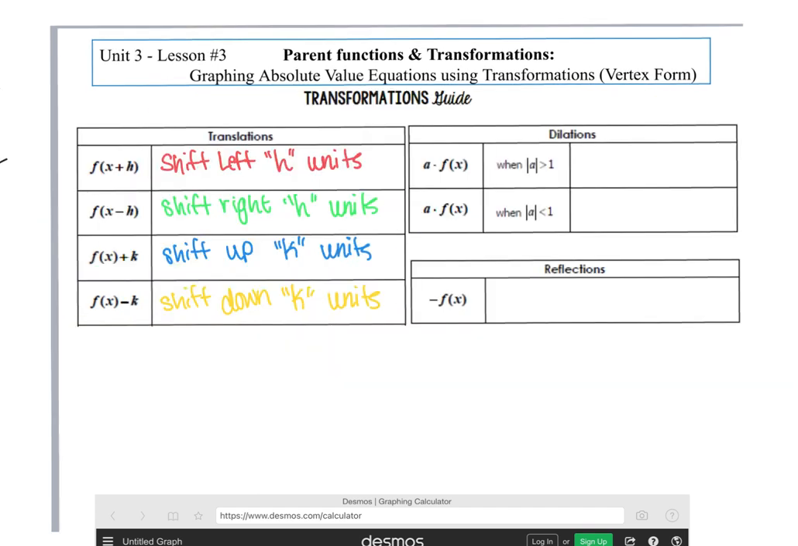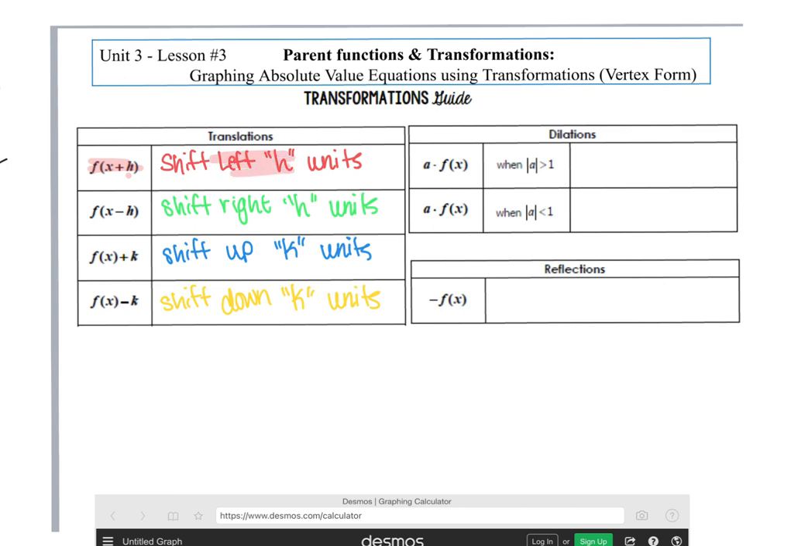So on this next part of our notes, we have our transformations guide. So a little shortcut. What we have starting at the top, it says f of x plus h, meaning that whatever is inside the parentheses or absolute value bars with x, and it's being added, okay, that's the h value, which represents the number being added, we're going to shift left that number of spaces.